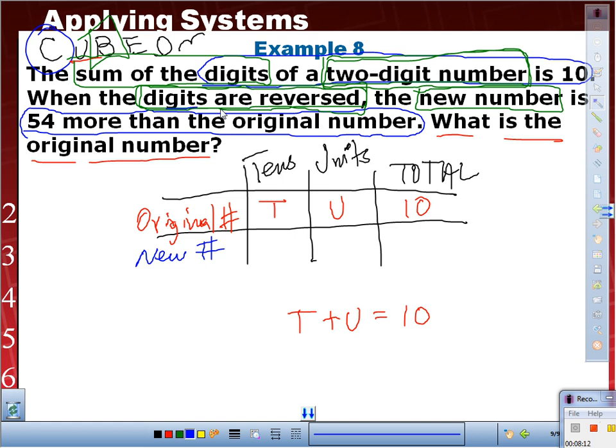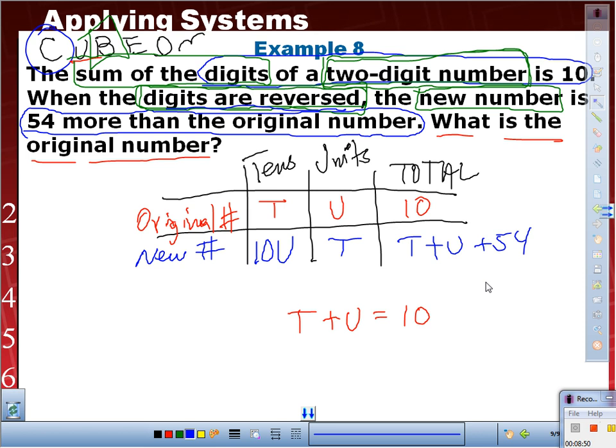It says reverse the digits. What do I write here? U is correct. But now that we wrote the U here in the 10th spot, it can't be just U. It's 10U. And the T goes here because the digits were reversed. Once the digits are reversed, it says the new number is, that means equal, 54 more than the original. What was the original? T plus U, right? So T plus U, but 54 more is plus 54.